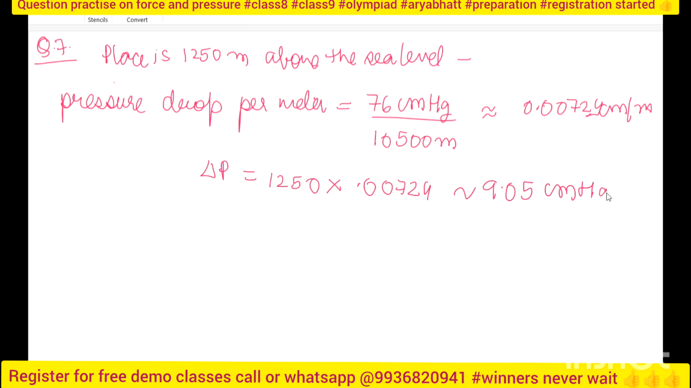So I can say the change in P is 1250 into 0.00724, approximately 9.05 centimeter Hg. So my pressure will be 76 minus 9.05, approximately equal to 66.95 centimeter Hg. Okay, this is your answer.